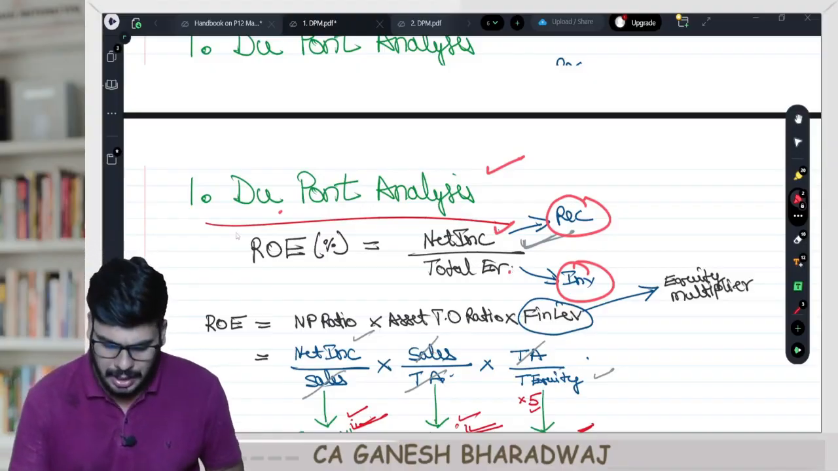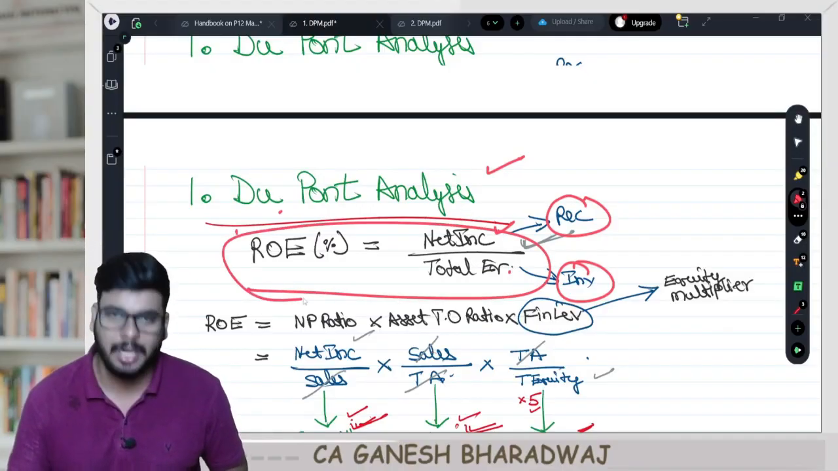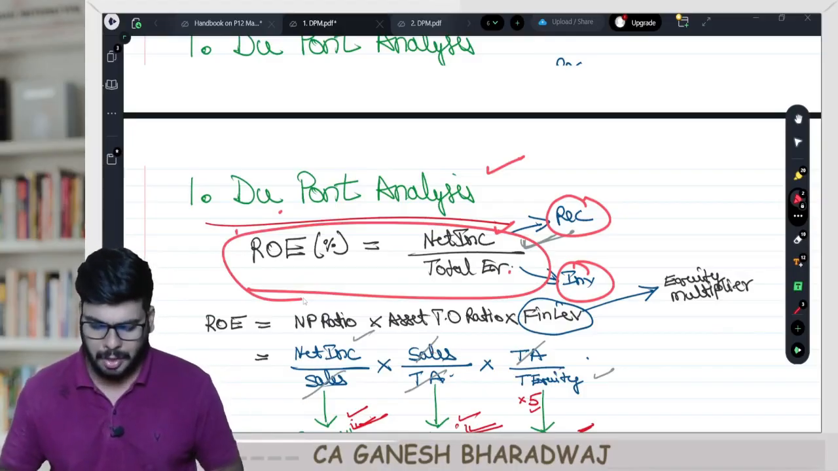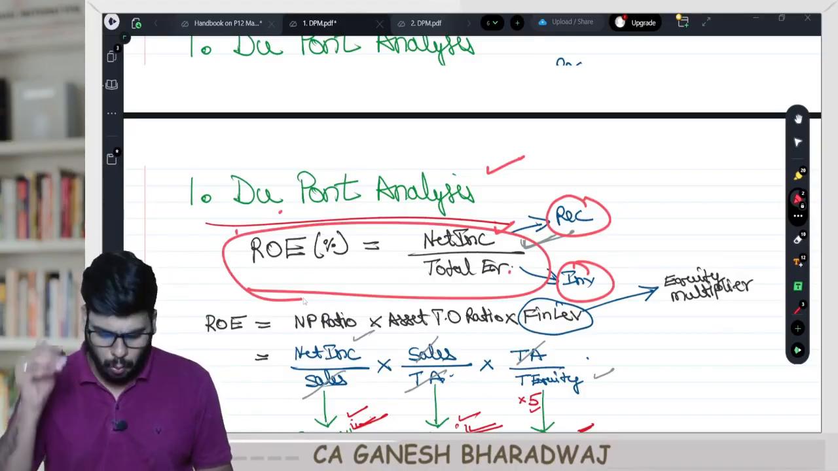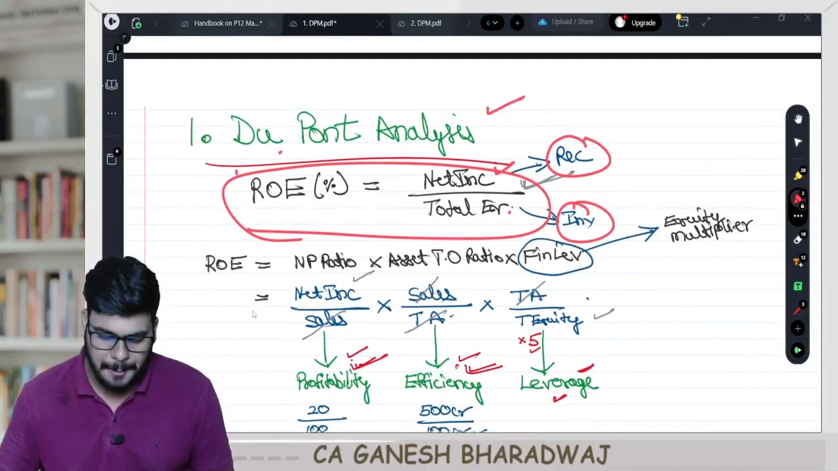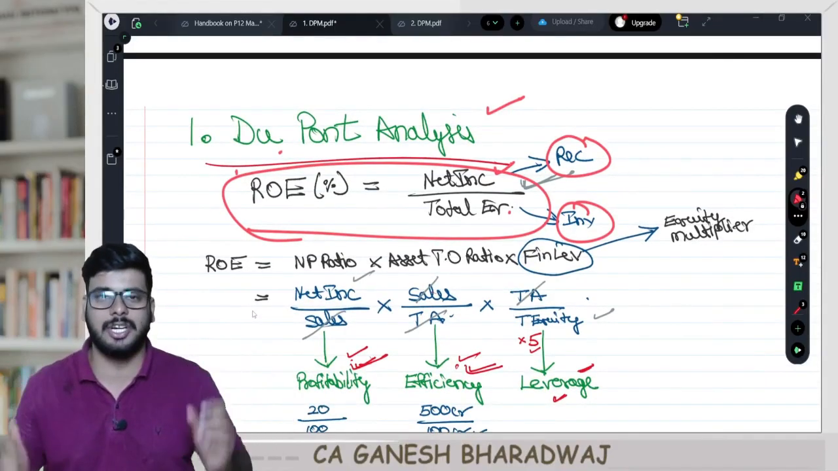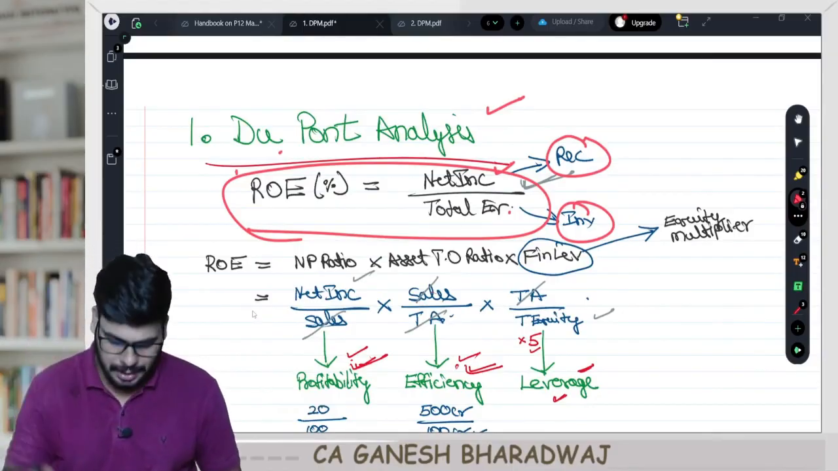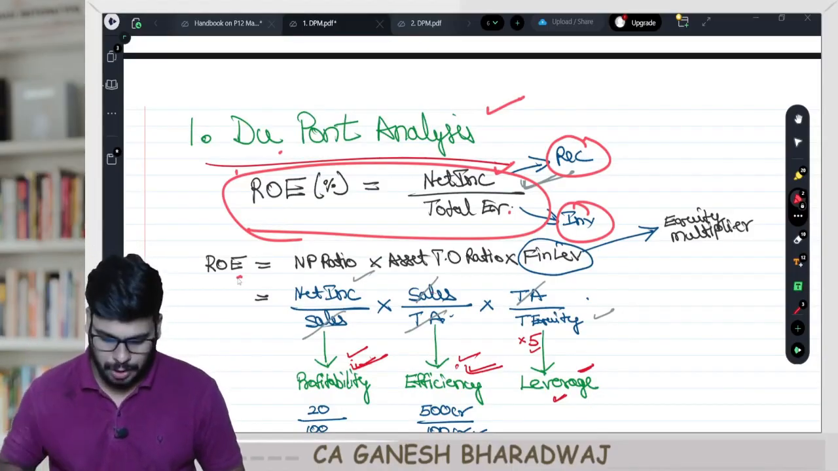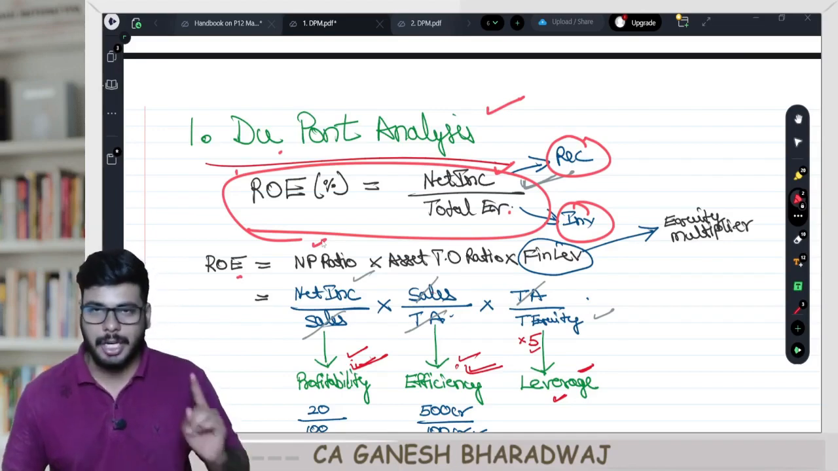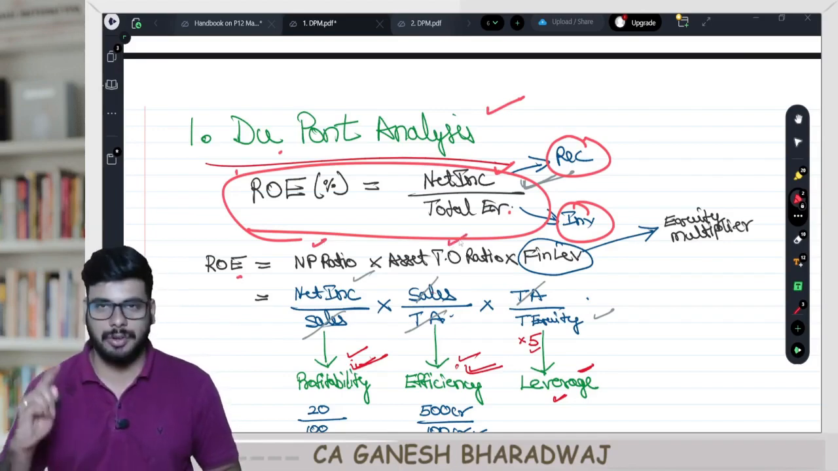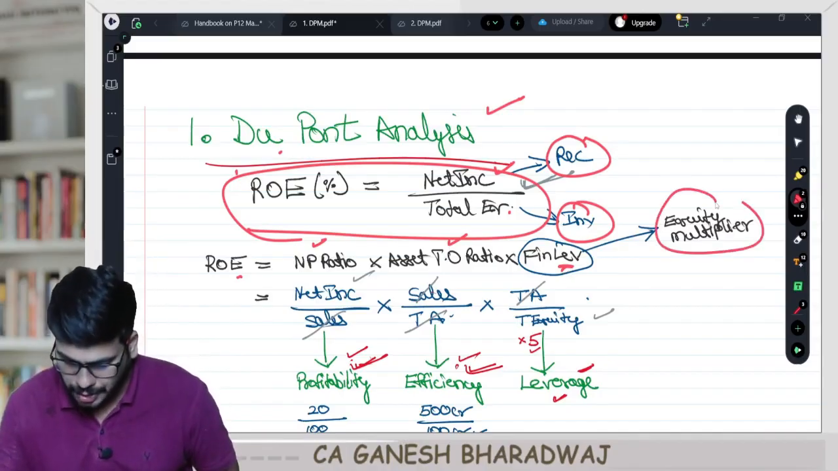Clear with this, guys? This is the return on equity formula. Fine, sir. Return on equity formula is this, we all know. Now, what does this Dupont analysis say? Dupont analysis is actually bifurcating this return on equity formula into three. It says return on equity is equal to net profit ratio into asset turnover ratio into financial leverage. This financial leverage is also known as equity multiplier.